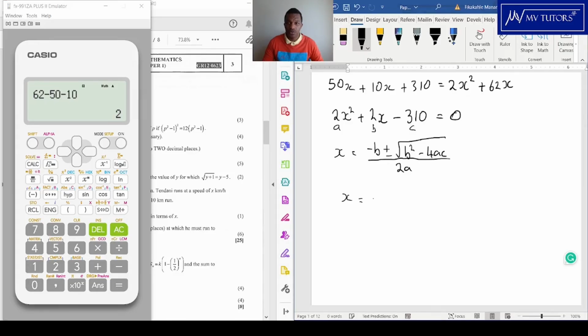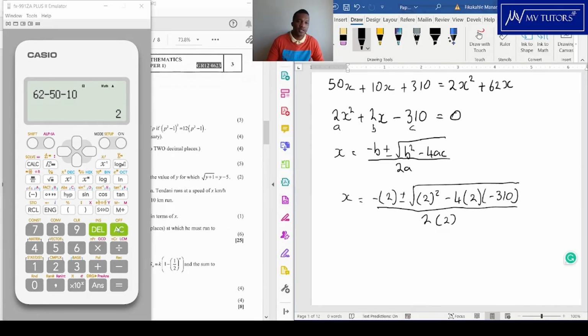x equals minus, open the bracket, what's b? b is 2, plus or minus the square root of b, which is 2 once again, squared, minus 4. What's the value of a? a is 2. What's the value of c? c is minus 310. All of this is under the square root. It's going to be divided by 2 times a. The value of a is 2.